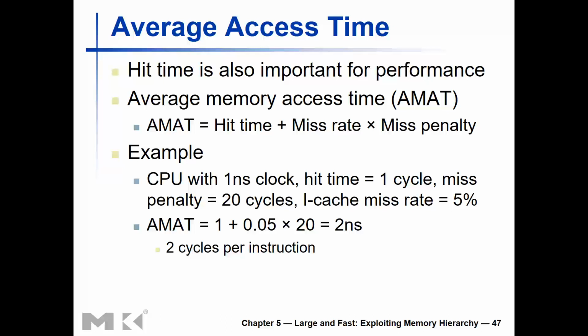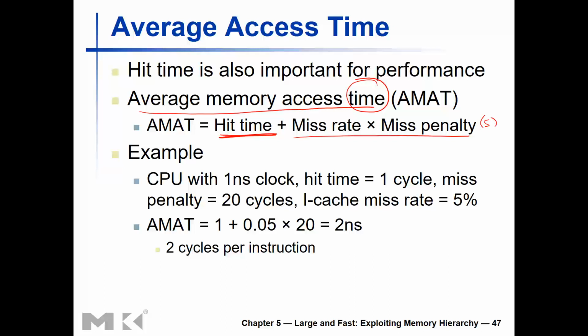All right. Now, hit time is important for performance, and we would like to compute a very important metric for the memory system called average memory access time. Average memory access time equals the hit time plus the miss rate times the miss penalty, all in seconds. Now we are not dealing with cycles. Once you deal with time, your unit becomes seconds, not cycles.